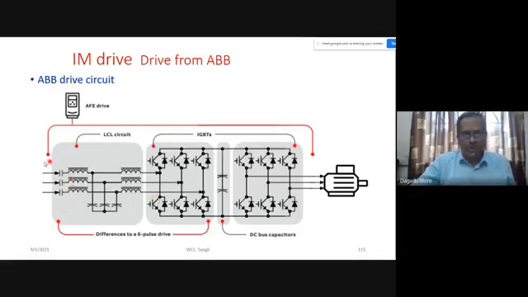We obtain unity power factor, and the motor speed can be controlled below base speed as well as above base speed. We can have a four quadrant operation with regenerative braking. So this is one application where we use a voltage source PWM rectifier.